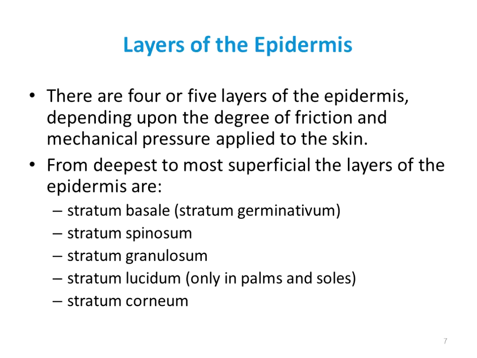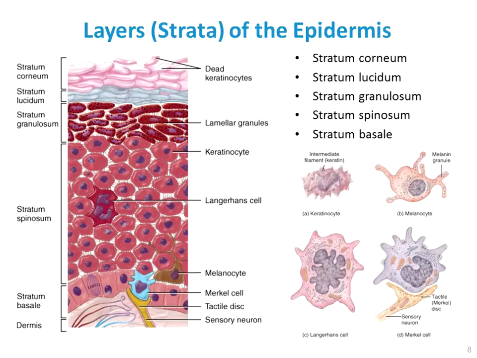Okay, the layers of the epidermis, there are 4 or 5 depending on where in your body and how much friction is at that particular part of your body. So from the deepest to the most superficial, these are the layers here. We'll look at a picture. All right, so this here is the outside of your body. So if you look down at your arm, this is what you're seeing, the very top layer of the epidermis.